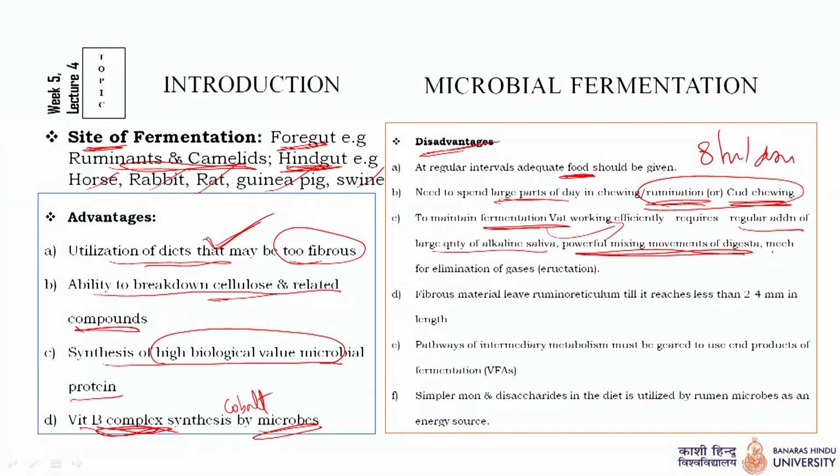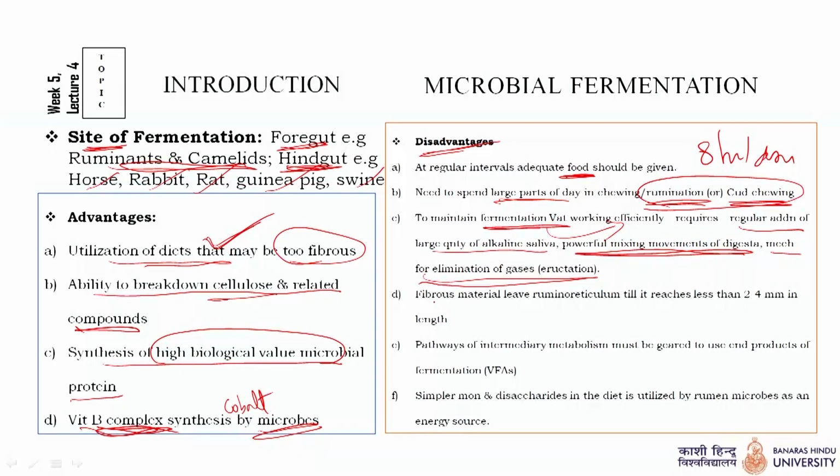And then a mechanism for elimination of the gases, eructation. As a result of this fermentation, a huge amount of carbon dioxide as well as methane and other gases are produced in the rumen. These gases must be eliminated or burped at regular intervals. So this is another important disadvantage.